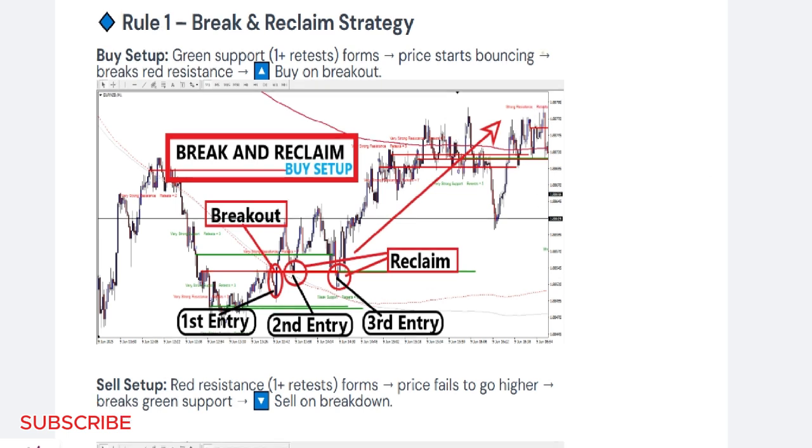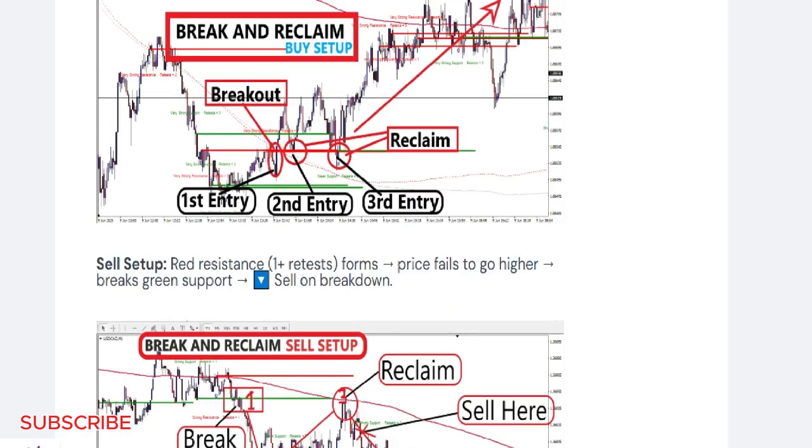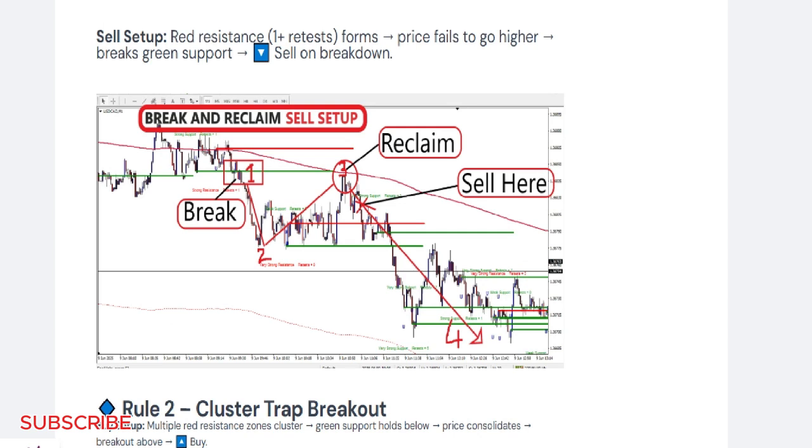First, break and reclaim. So the price will break the line and then go up, come down again to retest the line before it goes up. So it is break and reclaim. So that was for the buy setup. The sell setup will be the opposite of that. So we can see here, break and reclaim sell setup.